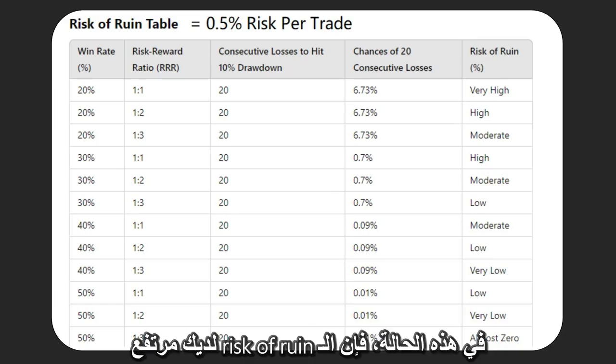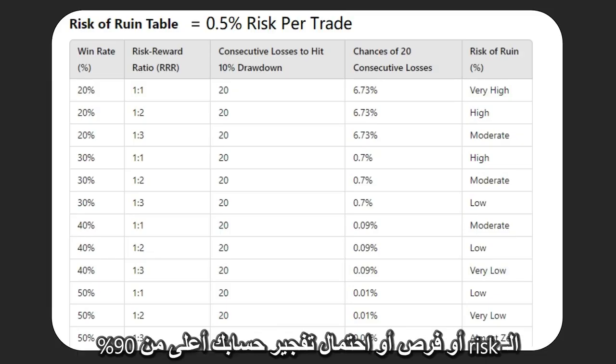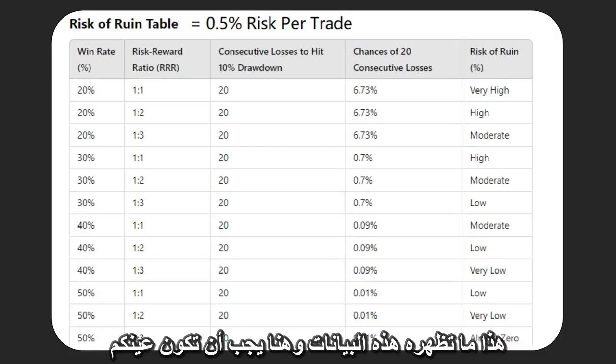So in this case, your risk of ruin is extremely high. It's really high right here, right? You can see the risk of ruin, or simply your risk, chance or probability of blowing your account, is higher than 90% in this case, right? This is what this data shows and this is where your eye should be.